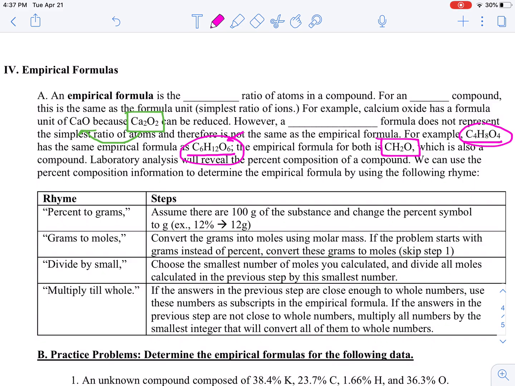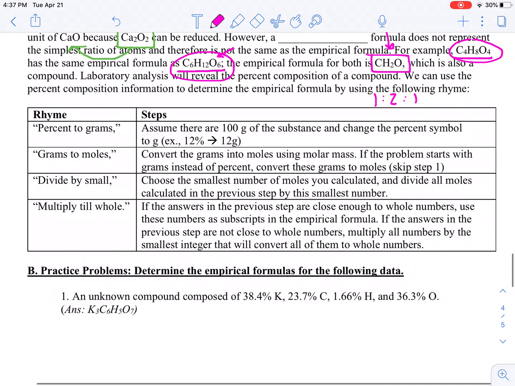And so that might bring to light the 1 to 2 to 1 ratio that you learned about for all carbohydrates in biology. Our job today is to identify this simplest ratio, also known as the empirical formula. This is not going to happen for ionic compounds, but it is going to happen for covalent compounds or molecules. And there's a little rhyme that we can follow to do this, over here on the left-hand side. It goes: percent to grams, grams to moles, divide by smallest, multiply till whole.